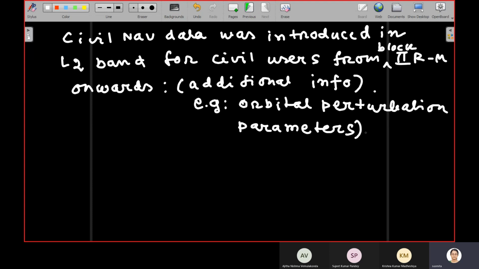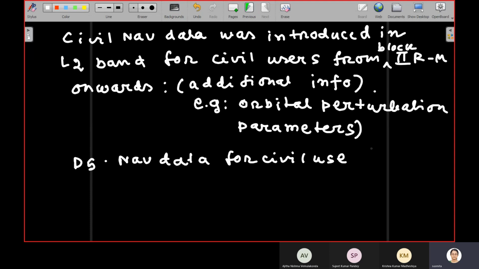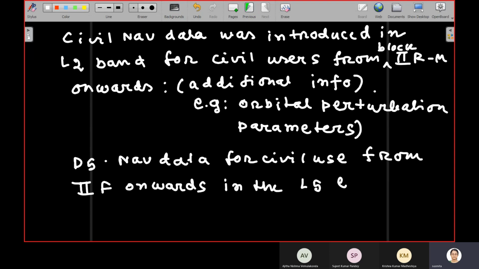Then another civil nav data called D5 is there for civil use from 2F onwards, in the L5 band. So the military can actually use both L1 and L2.